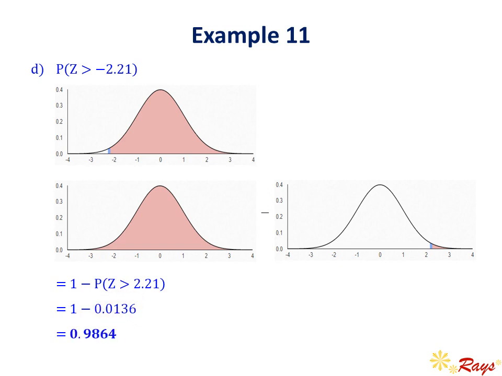From the standard normal table, the probability of Z greater than 2.21 is 0.0136. Therefore, the probability for Z greater than negative 2.21 is 0.9864. Observe that when the area is like this, which is almost the whole area, the probability must always be very close to 1.